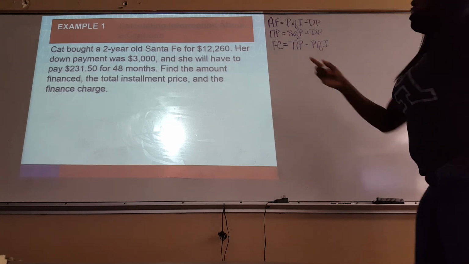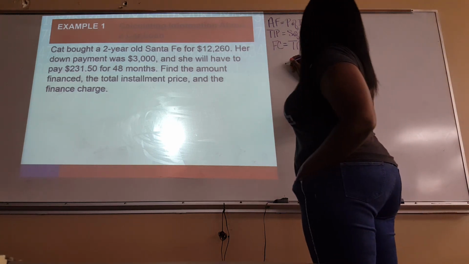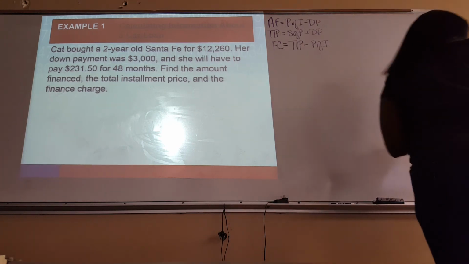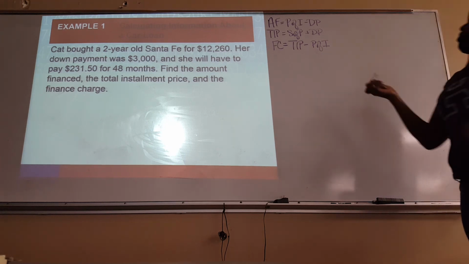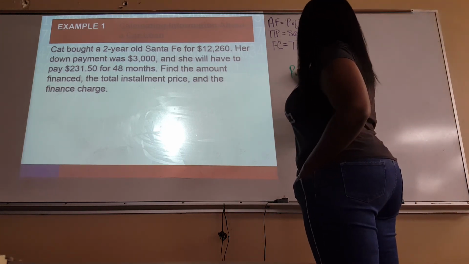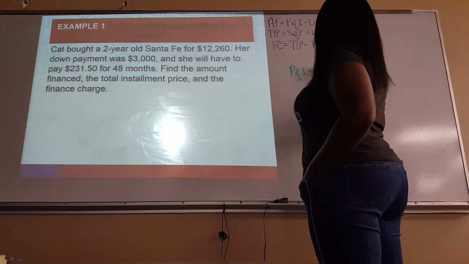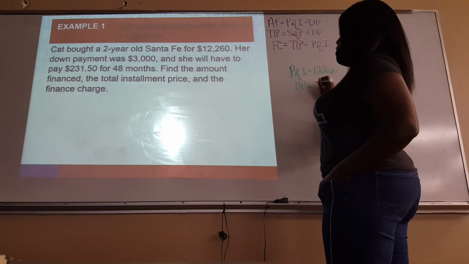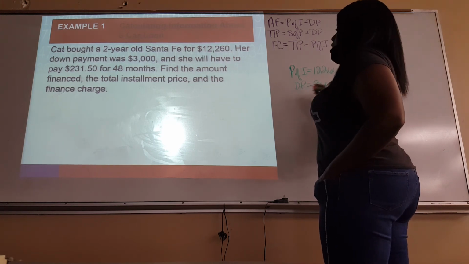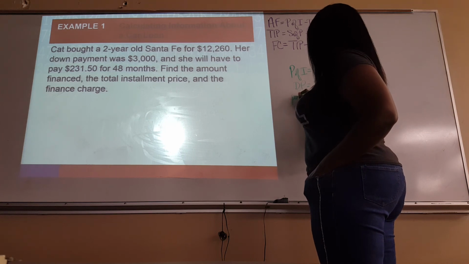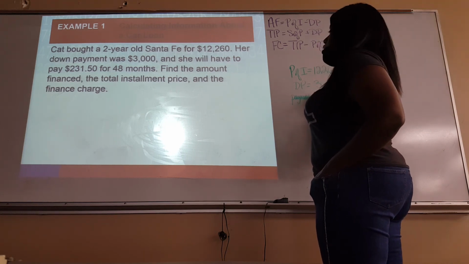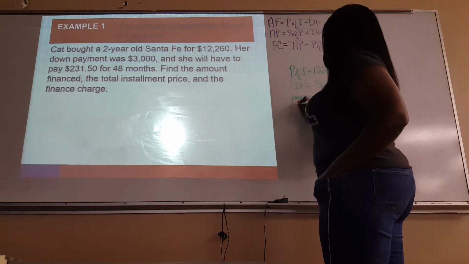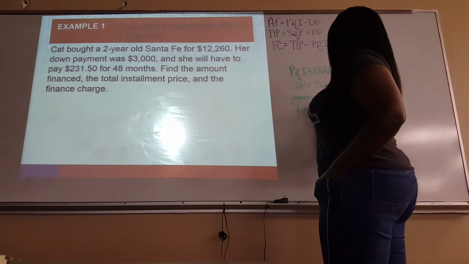Okay, so first what we need to do is identify what we have in our problem. First, we have the price of the item, which is $12,260. We have the down payment, which is $3,000. We have the payment amount, which is $231.50, and the time is going to be 48 months.